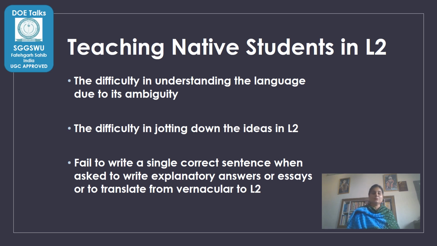Now, why so? The students who know the vocabulary, who can change the form of a sentence given to them, that is direct into indirect, active into passive, simple to complex or compound, fail to write a single correct sentence when they are asked to write explanatory answers or essays or to translate from vernacular to L2.